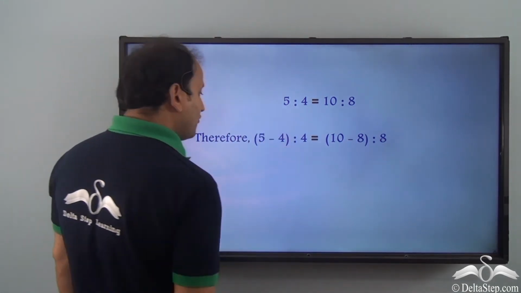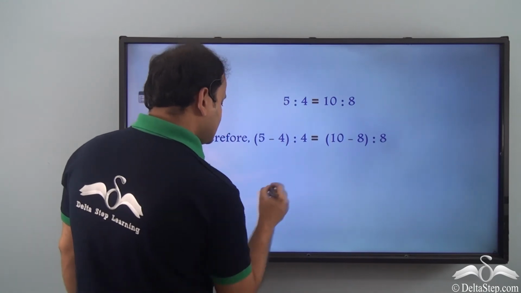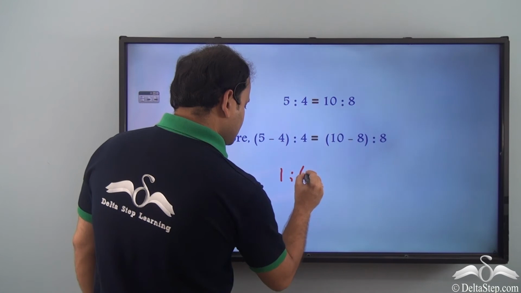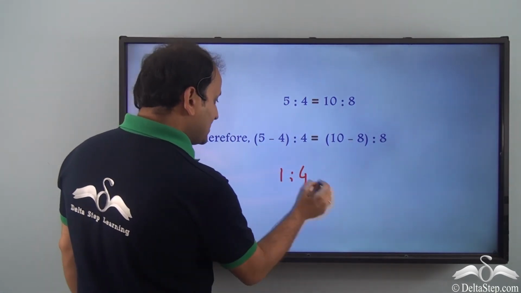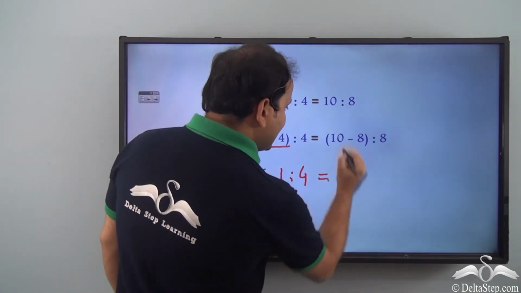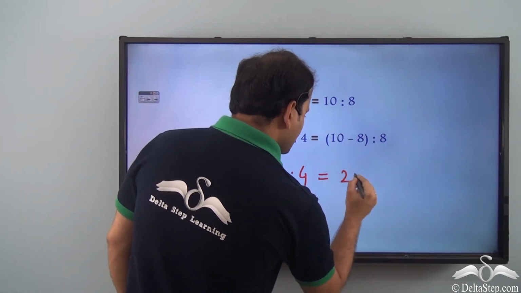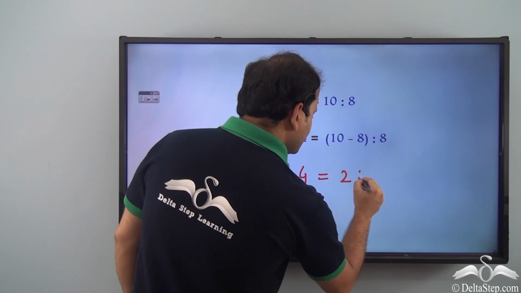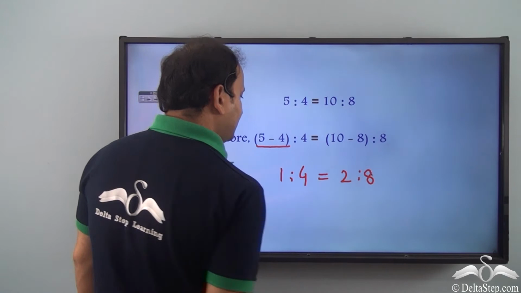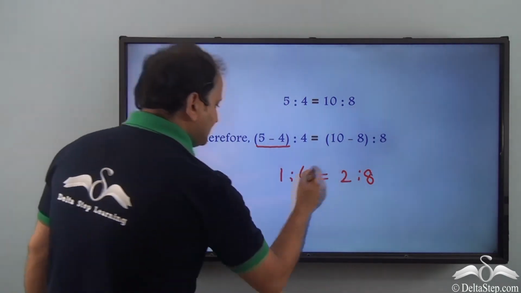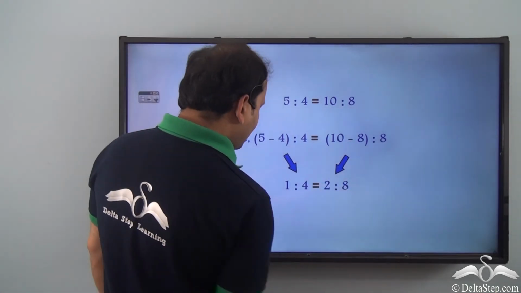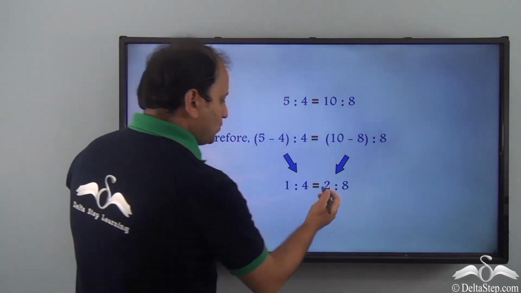Now 5 minus 4 can be written as 1. So this ratio can be written as 1 is to 4 because 5 minus 4 is 1. This is equal to 10 minus 8, so 2 is to 8. 10 minus 8 is 2, and this comes as it is. So even this will be equal. Now are they both equal? Well, if we further simplify, what do we get?